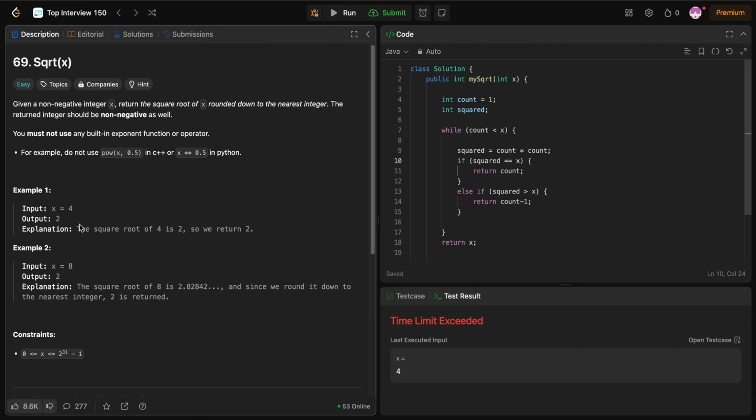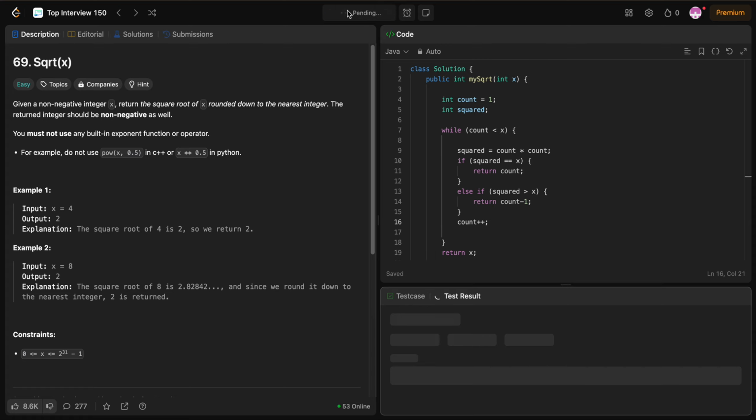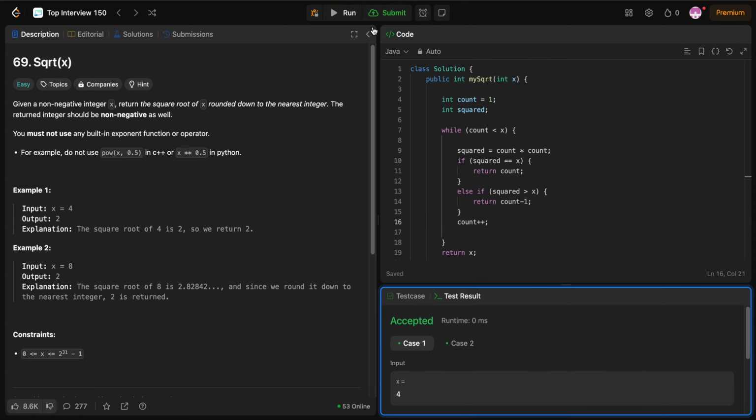Because in this case, count will first be 1. While count is smaller than x, squared equals count times count, which is 1. Oh, sorry, we should be incrementing count. Sorry about that, but yeah, count plus plus. There we go. Okay, let's see if it works with everything.